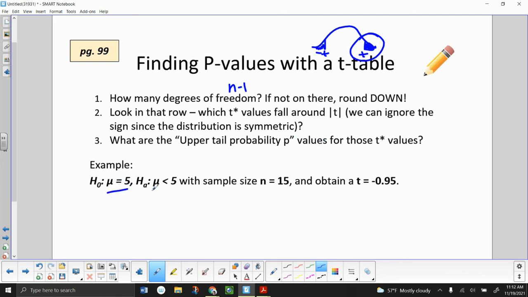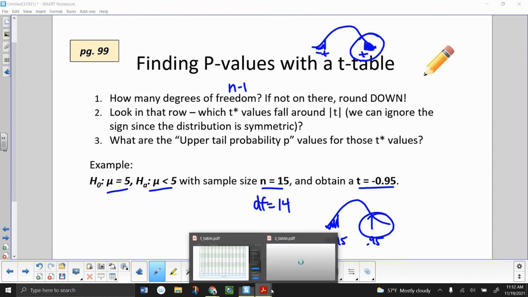So here's our null and alternative hypothesis. We have our sample size and we have our test statistic. So in terms of degrees of freedom, we're looking at 14. So that's the row that we're going to look at. And our test statistic is t equals negative 0.95. So since we're looking for less than, if we were to sketch a picture, this is negative 0.95. We're looking for this. Our t-table only gives us greater than, so that's why we can just look at positive 0.95, and that'll give us the probability that we want.